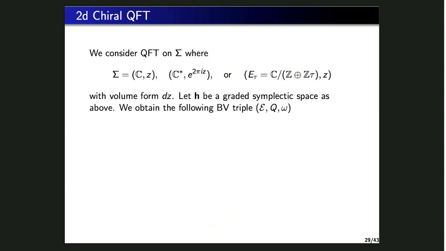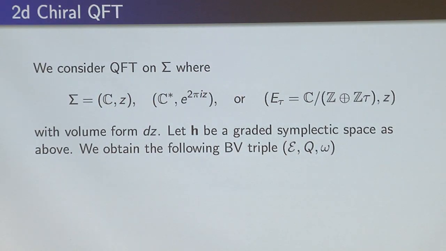Now, we're going to use this one to understand this 2-dimensional chiral deformation. So we consider quantum field theory in 2 dimensions. I mean, we're going to work with a flat case, but actually this works on higher genus curves as well. So let's, for simplicity, work with the following case, like C or C star, or an elliptic curve. The flat surface. Again, H is a graded symplectic space as before.